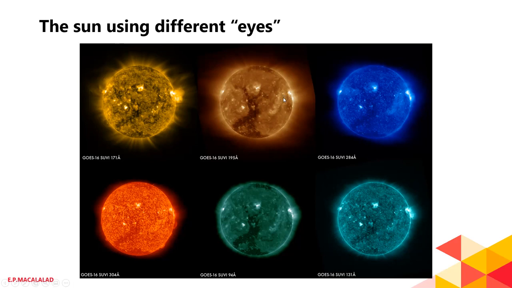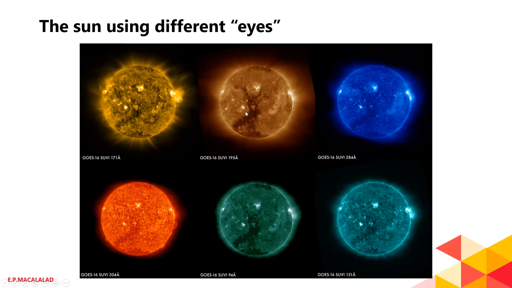If we're going to look at the sun in the visible region, this sunspot will appear dark because the surface of the sun at the visible wavelength is so bright that the brightness of your sunspot pales in comparison with the background solar radiation, solar intensity or luminosity.